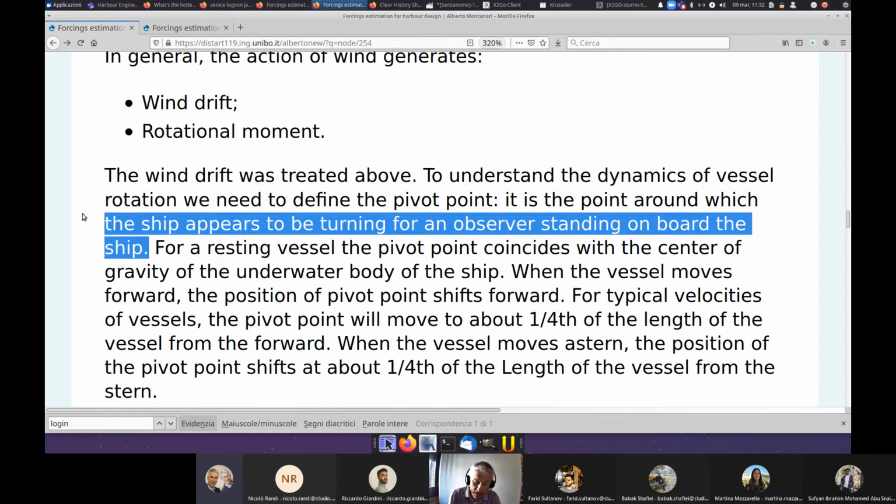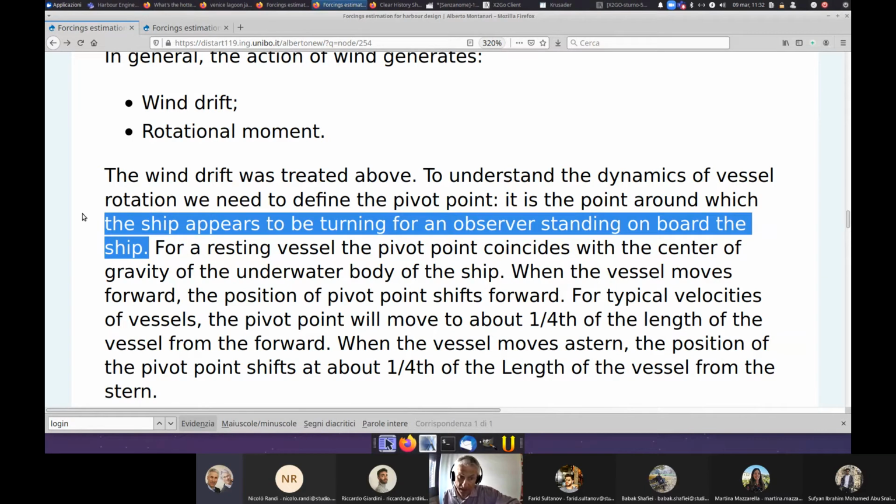And what does the definition say? The pivot point is the point around which the ship appears to be turning for an observer standing on board. So basically, if you stand on board of a rotating ship, you can identify the point the ship is rotating around for this observer. And this is the pivot point.